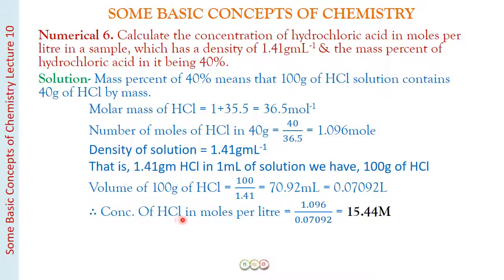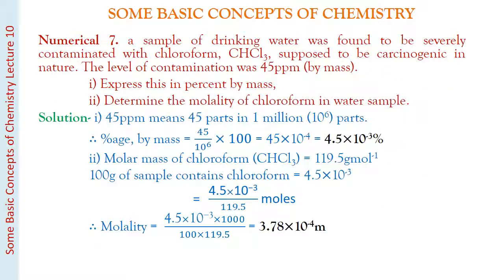Then you have the concentration of HCl in moles per liter. So this would be 1.096 over 0.07092. This you would get as 15.44 molar. So I hope the things are clear to you. I have tried to put up all the terms which we had learned in these numericals.